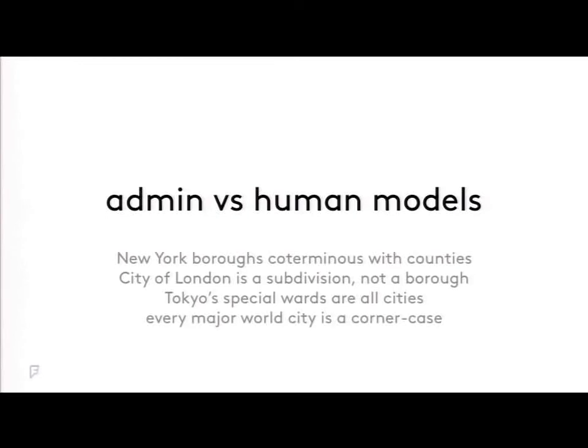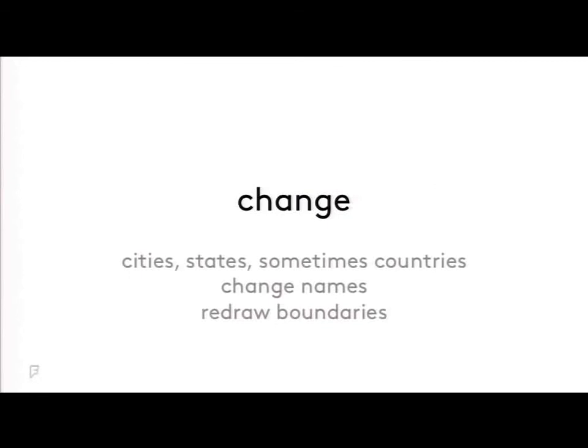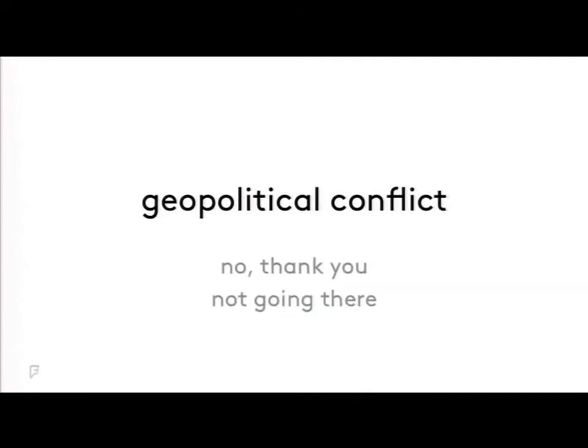I could go on forever, but suffice to say every major world city is a corner case that rips at the fabric of some exquisitely crafted data model that was not designed to include it specifically. So, moving on to something more banal and inevitable: change. Cities, states, even countries sometimes change names, redraw their boundaries, and you've got to react to that. There's geopolitical conflict. Honestly, I'm exhausted just having uttered those words, so I'm not going to say much about that.